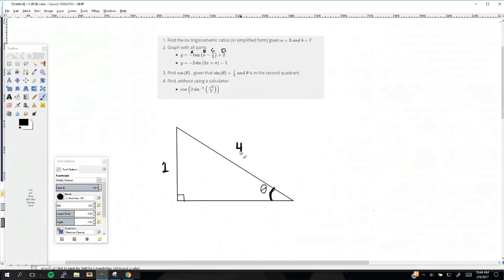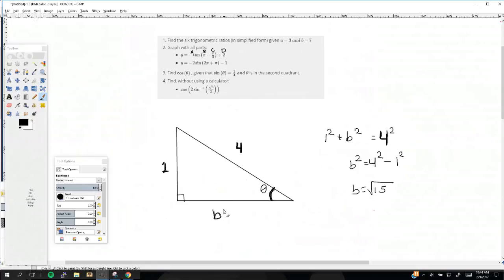Which means we've got to find b, the adjacent. And we would just have to use the, that's what I did. I did 1 squared plus b squared equals 4 squared. So then I got the square root of 15. Wait, what? Oh, okay, that makes sense. Does that make sense? Sorry, I jumped ahead. Oh, no, you're all good. It just took me a moment.